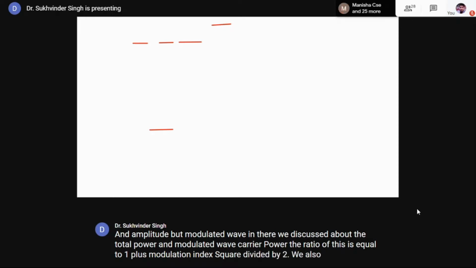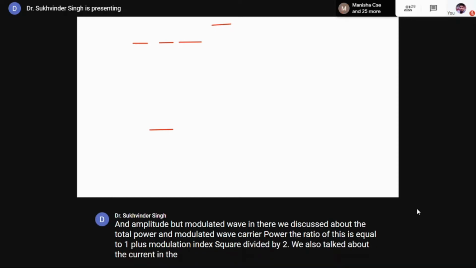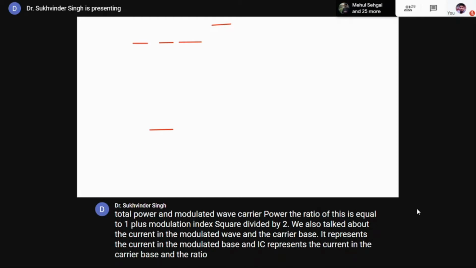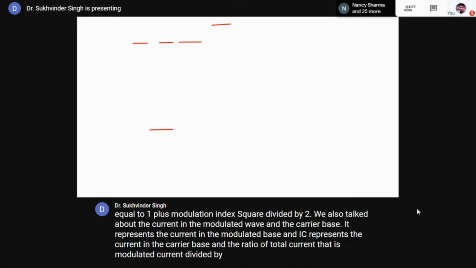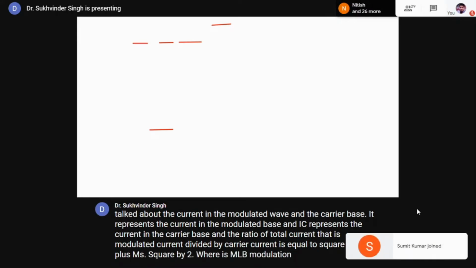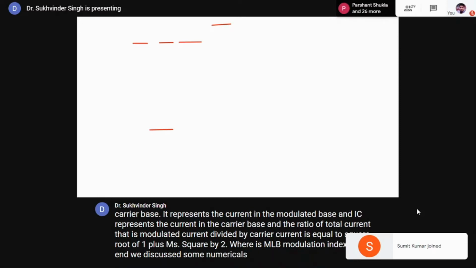We also talked about the current in the modulated wave and the carrier wave. IT represents the current in the modulated wave and IC represents the current in the carrier wave, and the ratio of total current, that is modulated current divided by carrier current, is equal to the square root of 1 plus MA square by 2, where MA is the modulation index. In the end, we discussed some numericals based upon power and current.